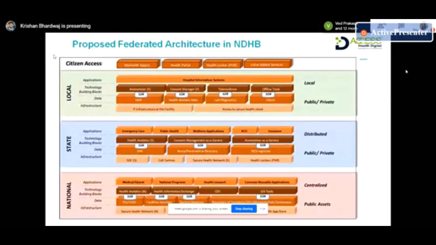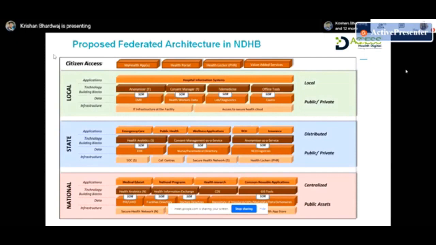This is the proposed federated architecture in NDHB, and it has 3 layers. The first layer is the local layer, and the citizen is closest to this layer because a patient always goes to the facility nearest to them. They either go to a public facility, starting from sub-center, primary healthcare, community healthcare, district hospital, teaching hospitals, medical colleges, or they go to the private side. They start with a GP clinic, then secondary hospital, tertiary hospital. All these are local institutions.